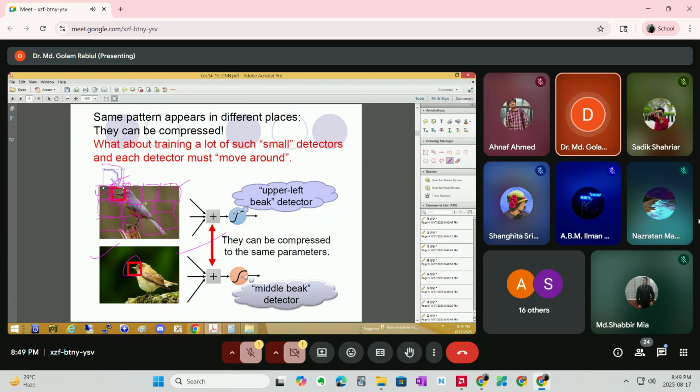Similarly for the eye detector also. The eye detector will search the whole image utilizing the window, or we can say the detector or kernel. So then how will it reduce the number of connections?